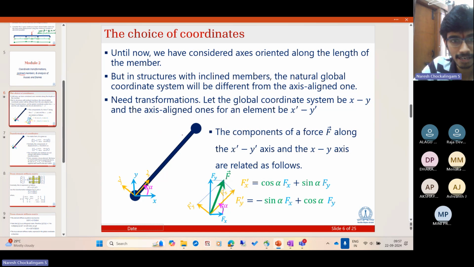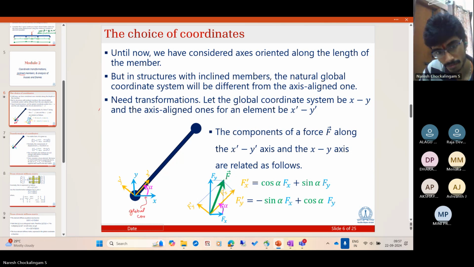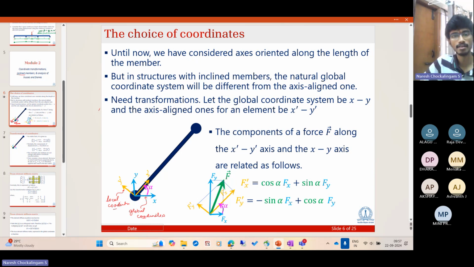Instead, if you have a truss member like this, which is inclined at an angle, even under vertical forces, there will be some horizontal forces in general. The axis of the member is something, and the global coordinate axis is something else. What I have denoted in blue color is the global coordinate system, and the yellow color one is the local coordinates. So locally the axes are inclined. We'll look at the local coordinates.